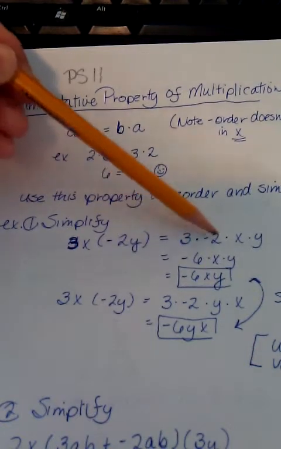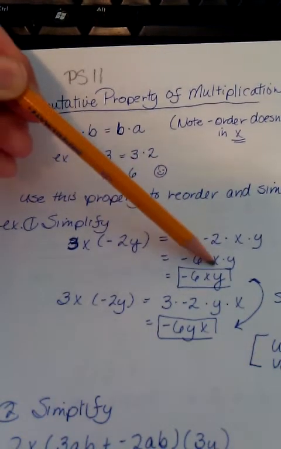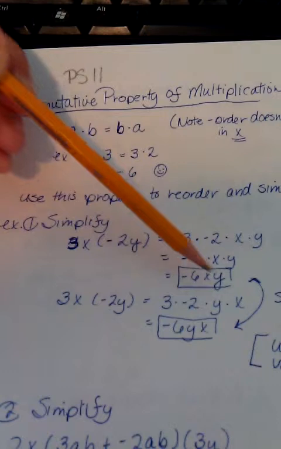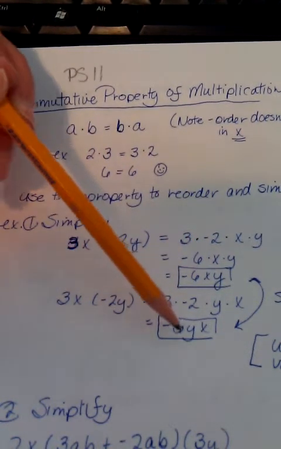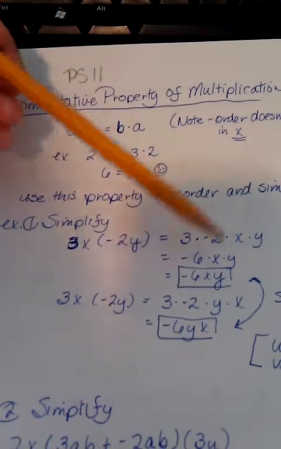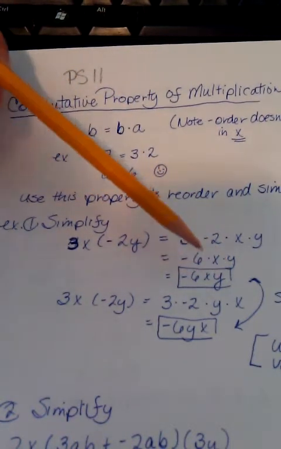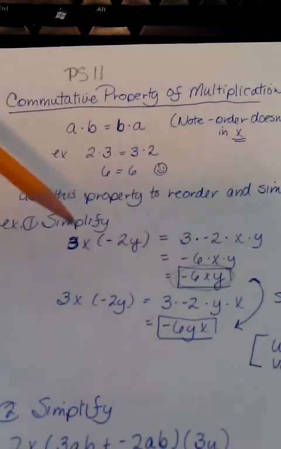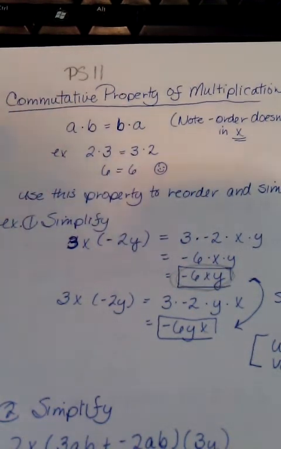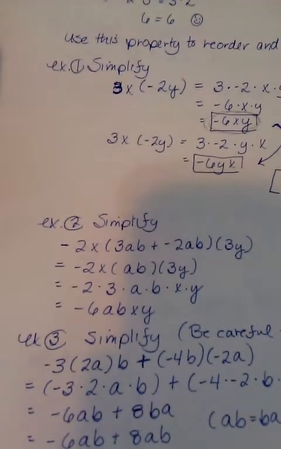And 3 times negative 2 is a negative 6, and then I have times x and times y. So there it is. So this becomes negative 6xy, which is actually the exact same thing as negative 6yx. We just usually like to write it like this. They are the same answer, though, for the very reason of the commutative property. So let's take a look at some more examples.